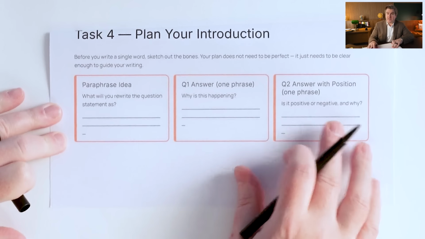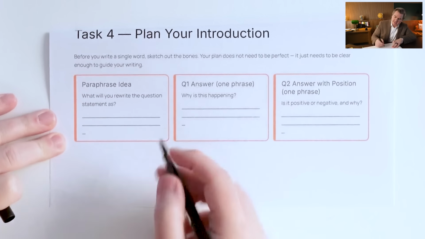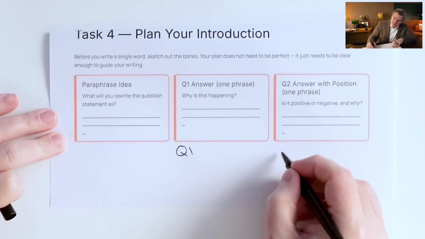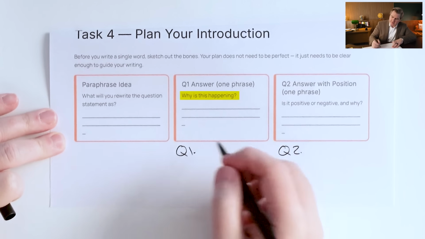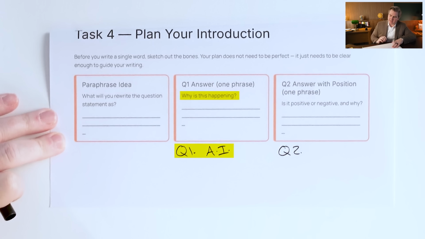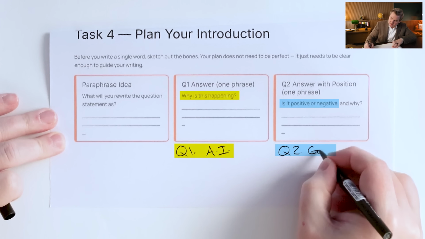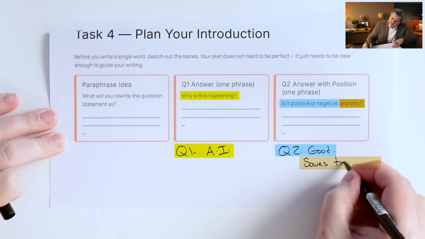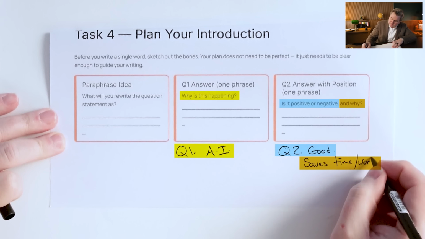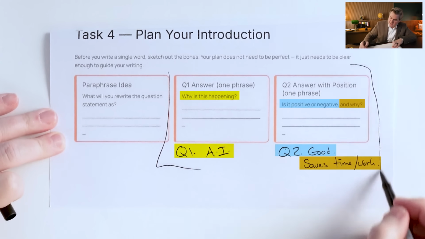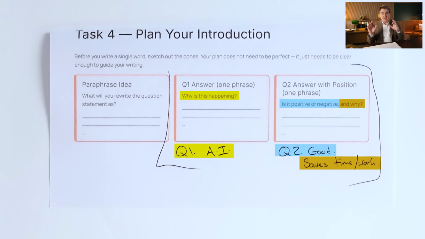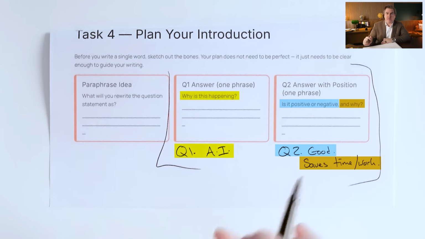So you don't have to write all this out on test day. Like on test day, you could just have Q1, Q2. Okay, why is this happening? Very short notes like this. Position. Do I think this is good or bad? I think this is a good thing. Why? Saves time or saves work. And that, very simply, is your plan. All this is doing is just keeping your thoughts very, very clear on paper. Now, some people like to write a little bit more. Some people like to just do very, very short notes.